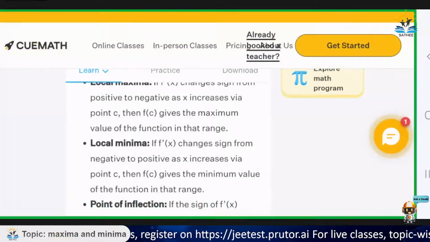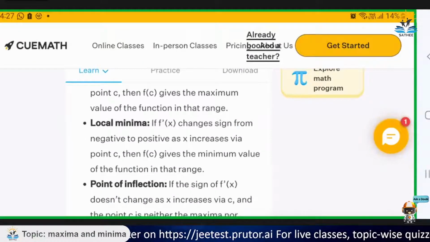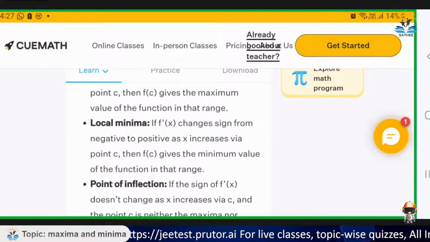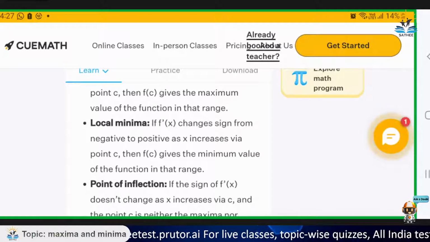Suppose if f'(x) changes its sign from negative to positive as x increases via point c, then we say that this is a local minimum.